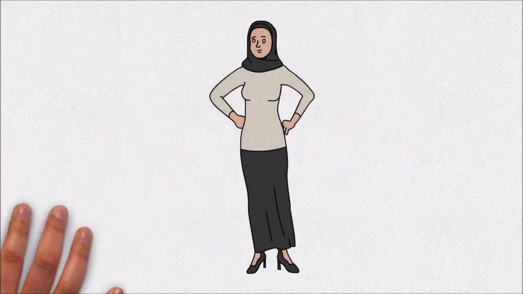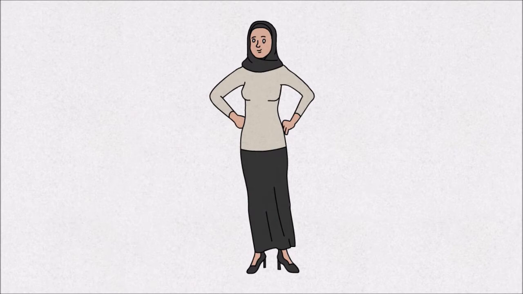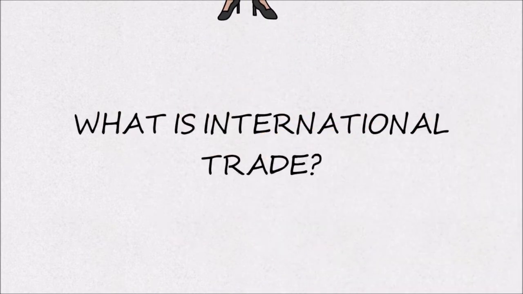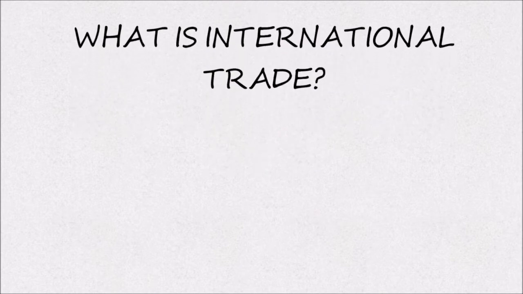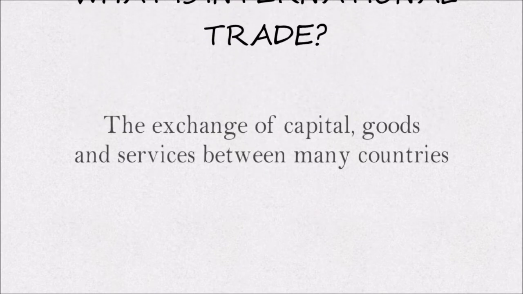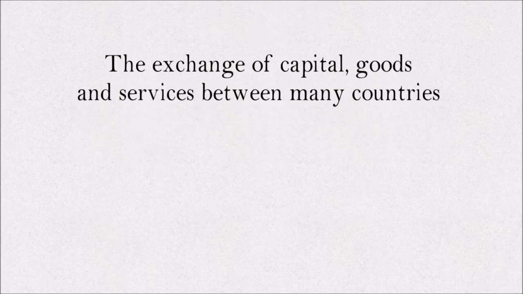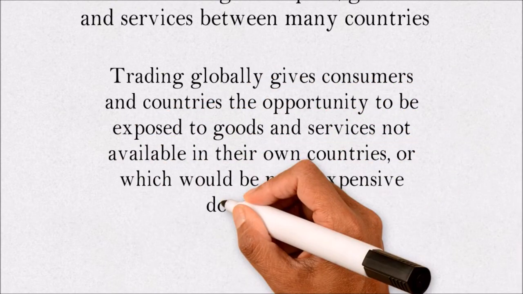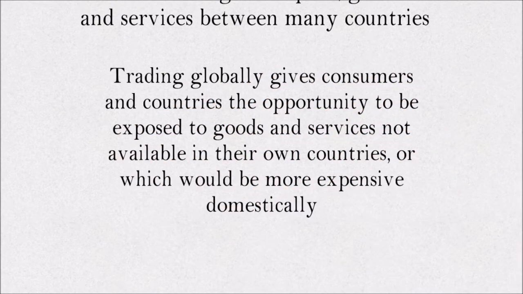After you understand both concepts, you also need to know the exact definition of international trade. So, what is international trade? It is the exchange of capital, goods and services between many countries. Trading globally gives consumers and countries the opportunity to be exposed to goods and services that are not available in their own countries or which would be more expensive domestically.